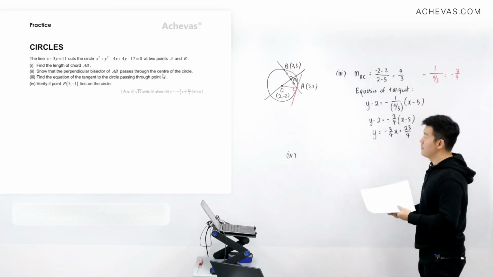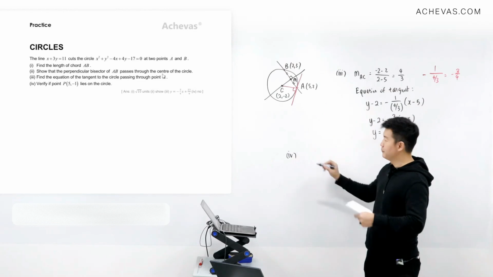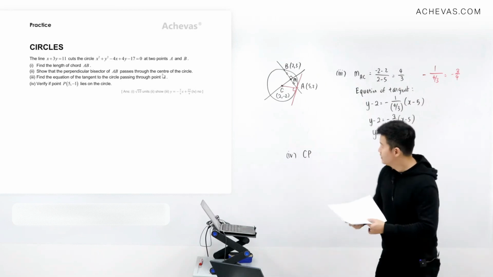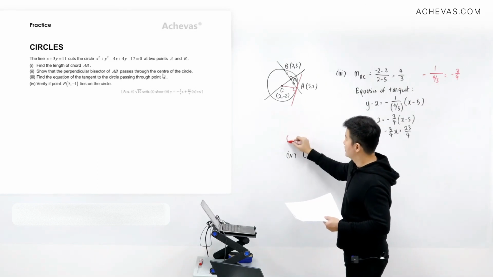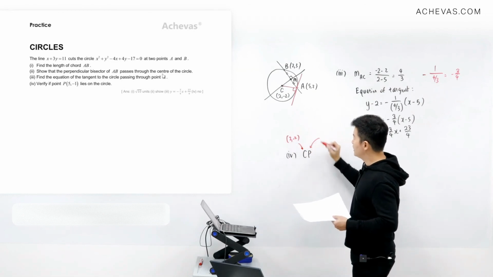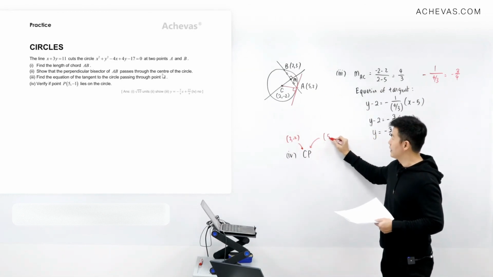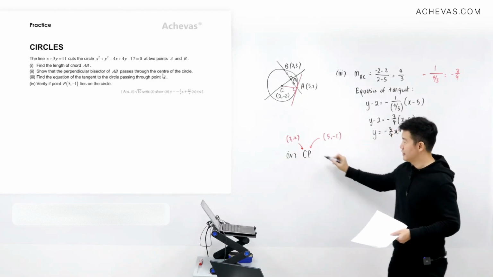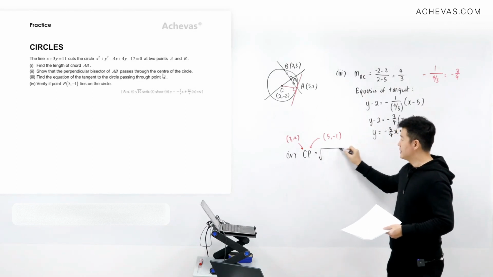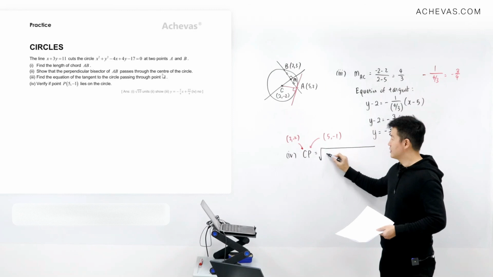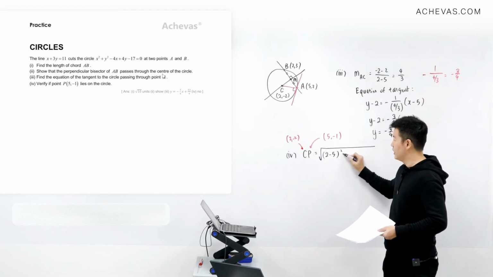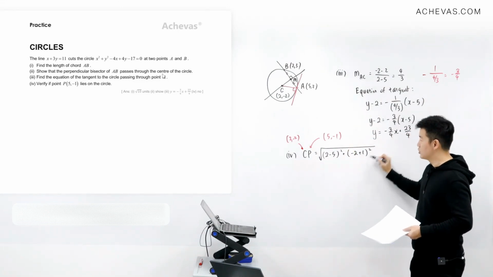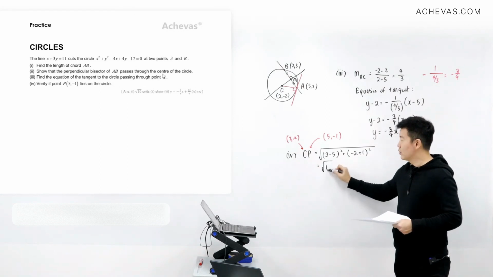So let's take a look at the distance between C and the point P. P was given to us. Point C has coordinates 2 and minus 2, and point P has coordinates given by the question as 5 and minus 1. So the distance between these 2 points, CP, is the square root of 2 minus 5 squared plus minus 2 minus minus 1, which gives me a plus 1, squared. So this is going to be equal to square root of 10.